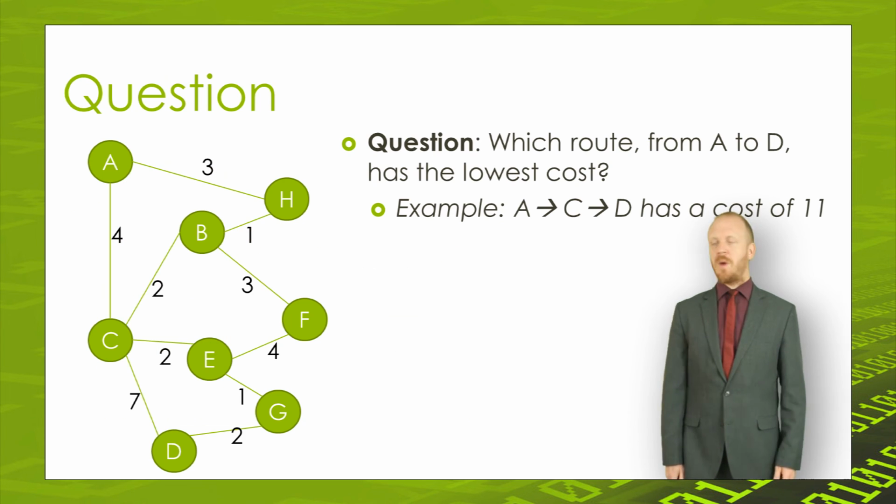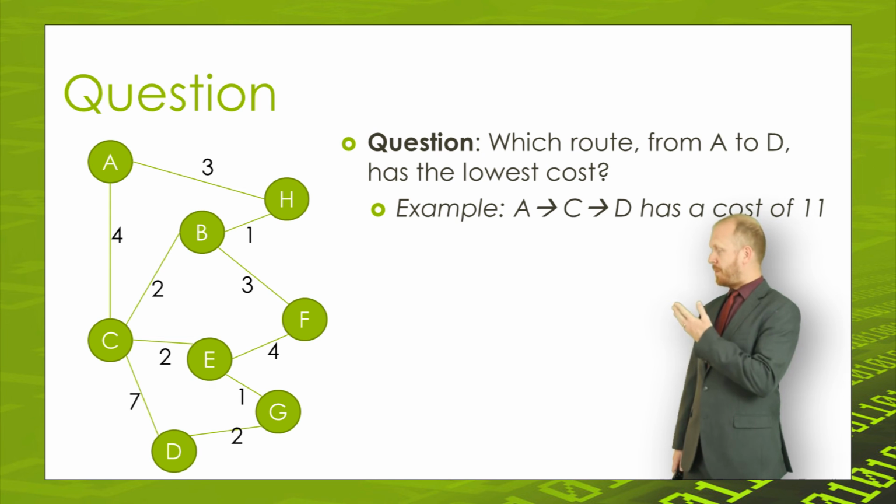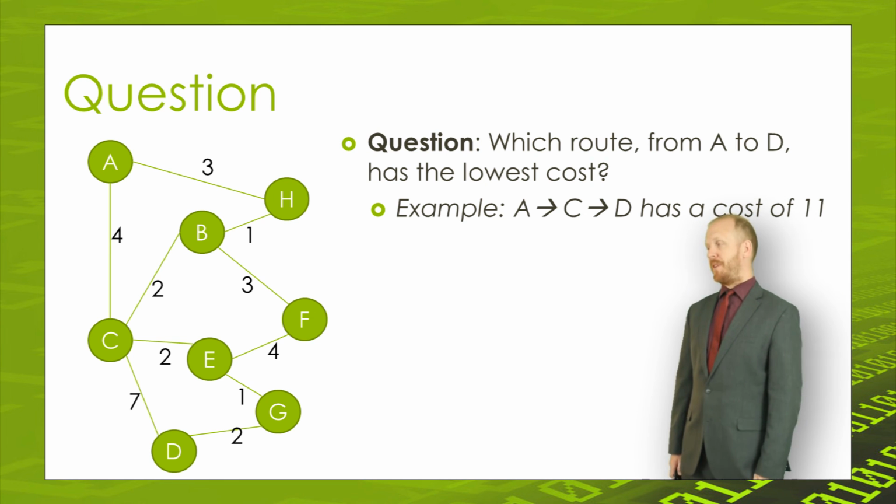A quick question for you. On this network, which route from node A to node D has the lowest cost? For example, node A to C to D has a cost of 11.